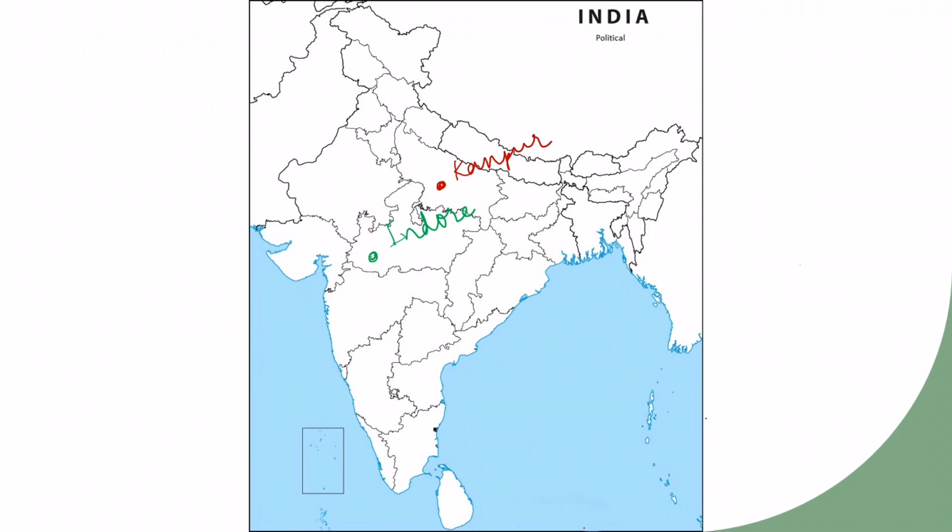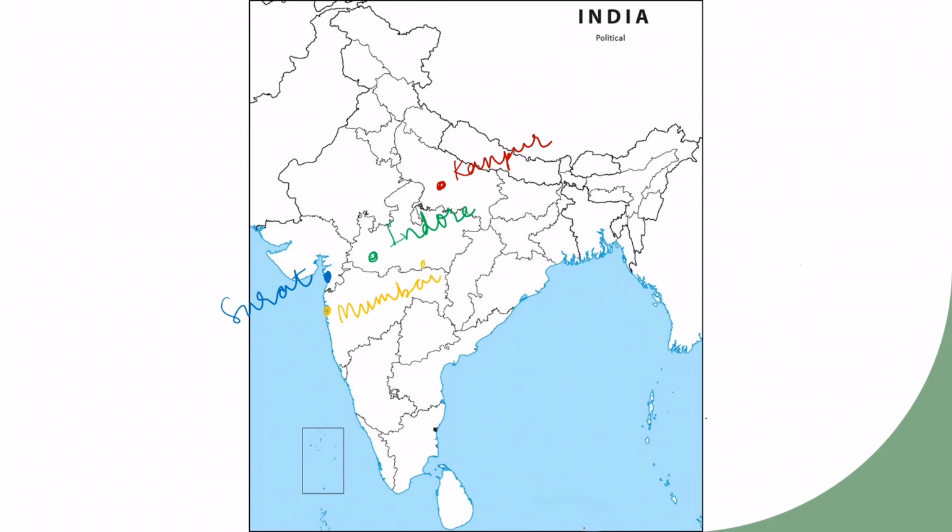Moving downwards again, we have the next city, that is Surat, which lies on the coast of Gujarat. This is our Surat. Moving downwards, we have Mumbai, which is pretty easy to mark on the coastline of Maharashtra.